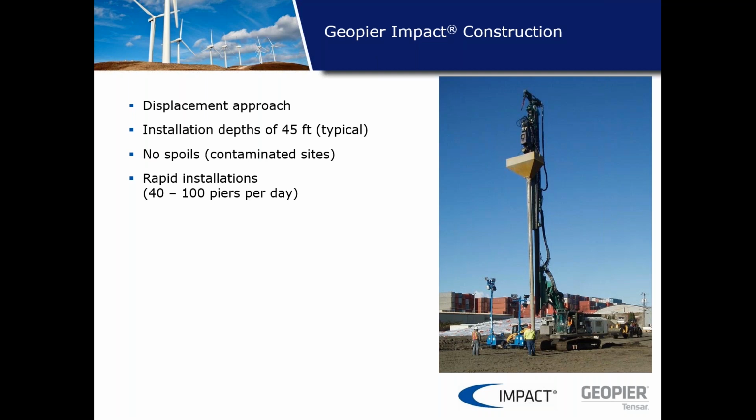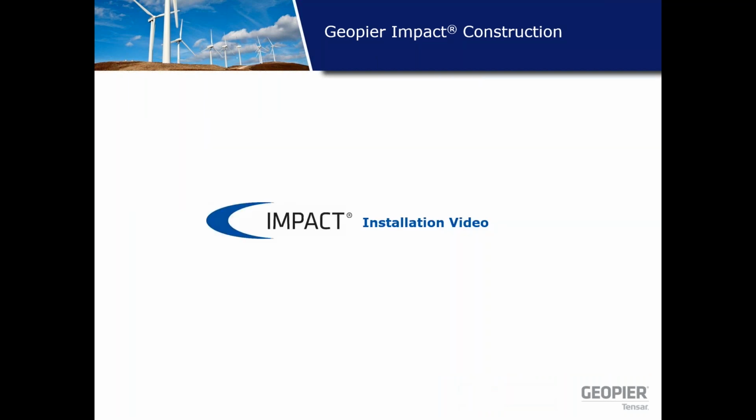And they're great for contaminated sites. Probably not a huge issue for wind turbine projects. However, if you're working in an urban environment with environmentally impacted soils, you can use a displacement system and you're not actually creating any spoils. So there's no reason to haul off material to an expensive landfill. And much like GP3, they're installed very rapidly. You can put in 40 to 100 piers per day. All right, we have an installation video for impact as well.